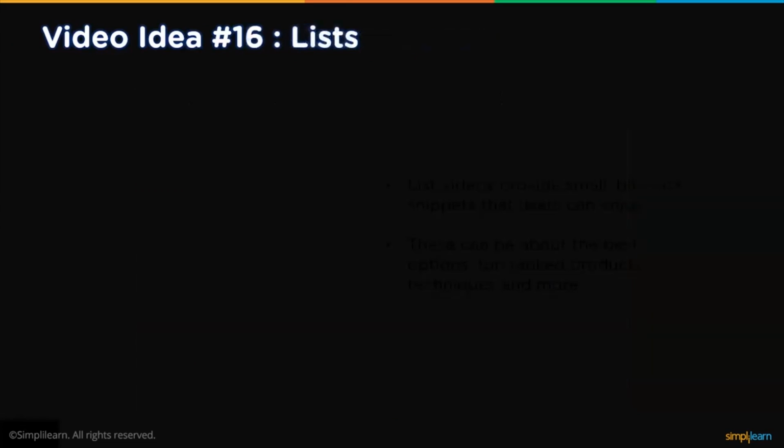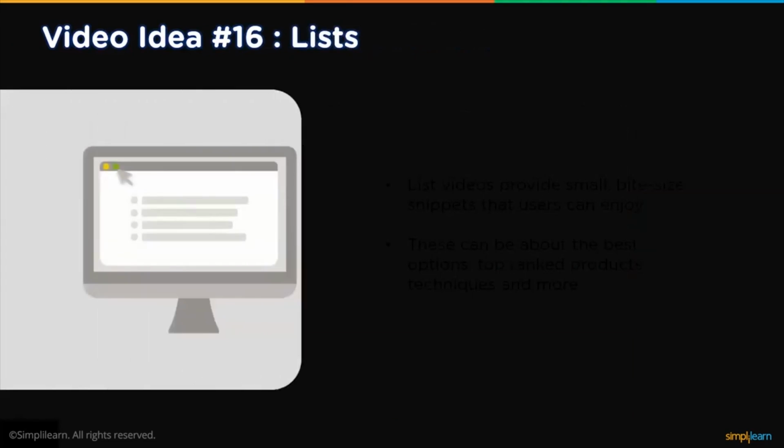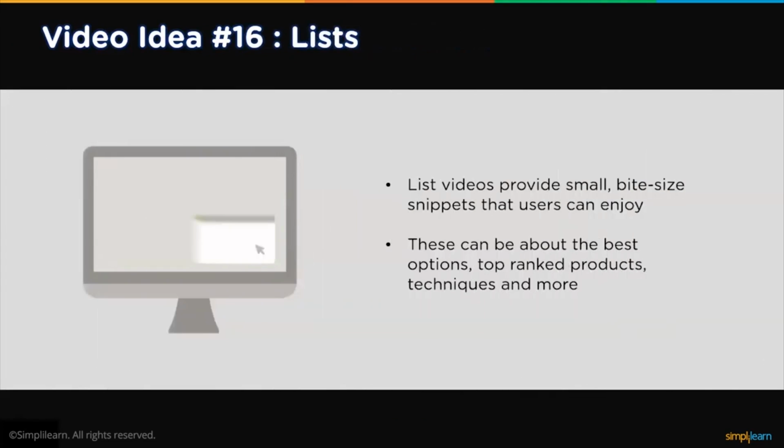Next we have 16, lists. List videos are some of the most commonly found content on YouTube. Most users enjoy this type of content thanks to it being small, easily digestible, and bite-sized. These videos can cover a wide range of topics like options to choose from, the best products, techniques, and much more. The main advantage of these videos is that they provide users with value while further involving them with your channel.